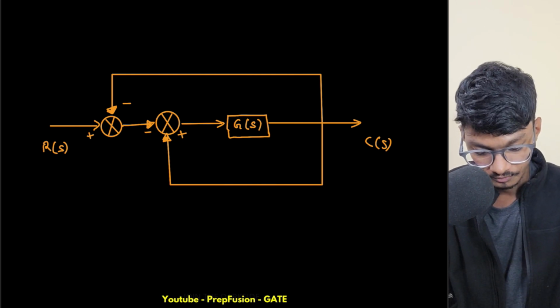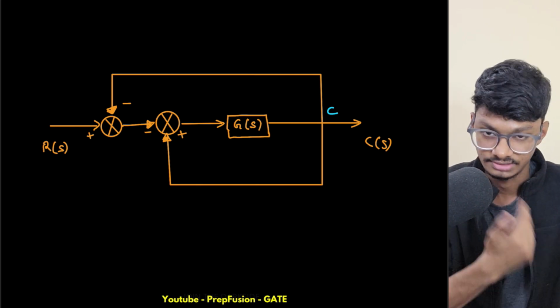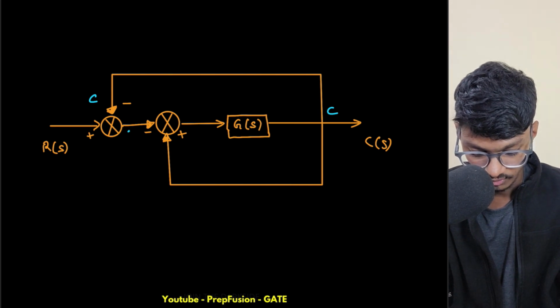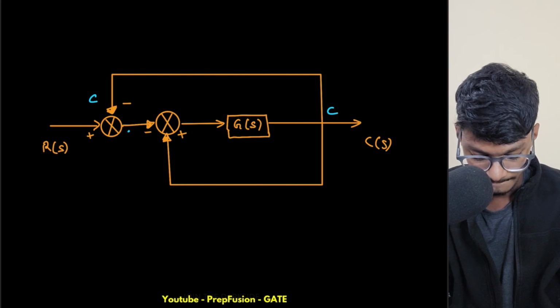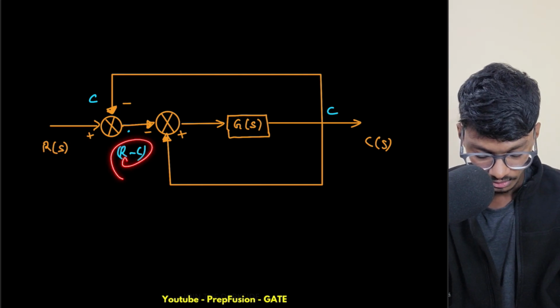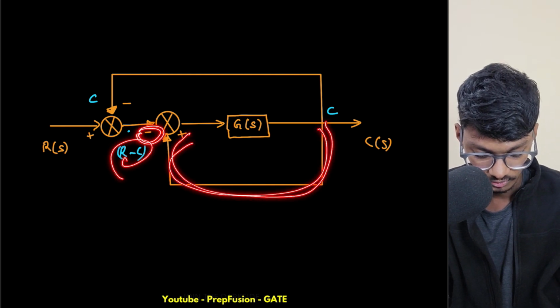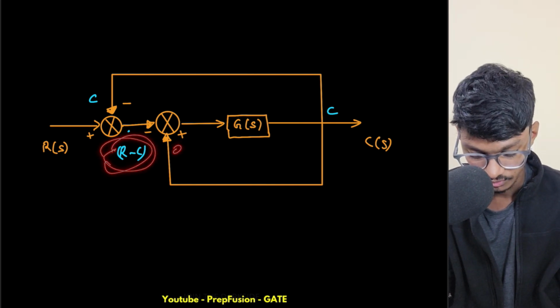So here what we can do, this is C. I will just write C, and it is understood that it is a function of s. So here C is coming. At this node, what is the value? R is incoming here, R minus C, so this will be R minus C. Now again I have a negative sign over here, and C is again coming over here. So C minus this term, which is R minus C.